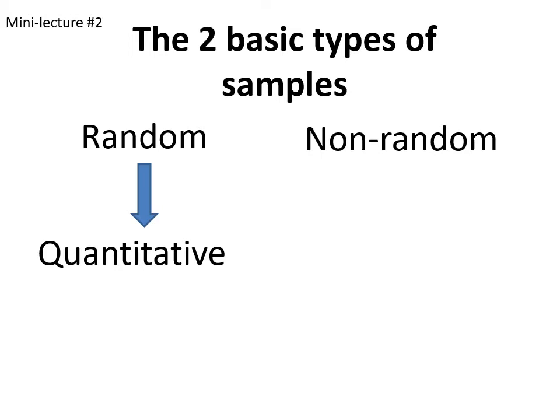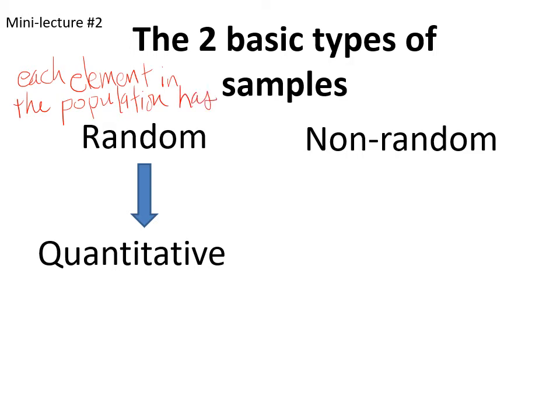And hold on here. So random, remember, let me write up here: each element in the population has an equal chance of being selected.